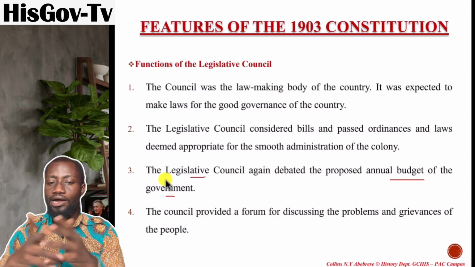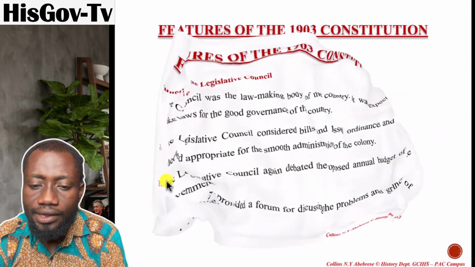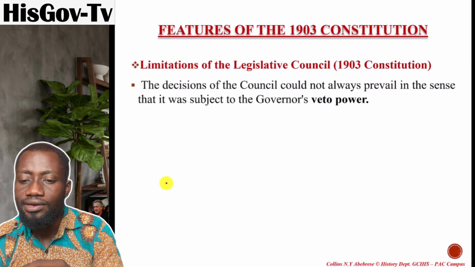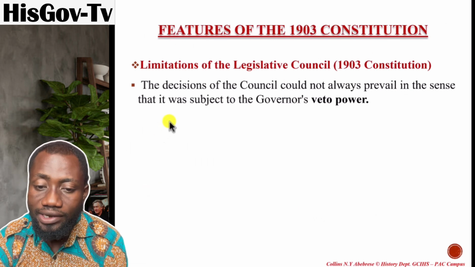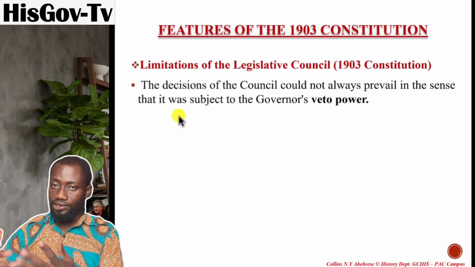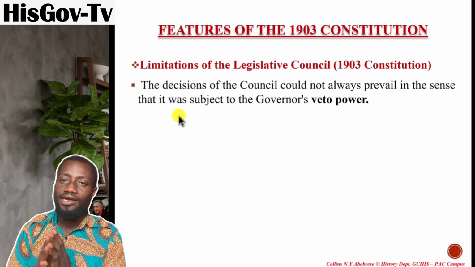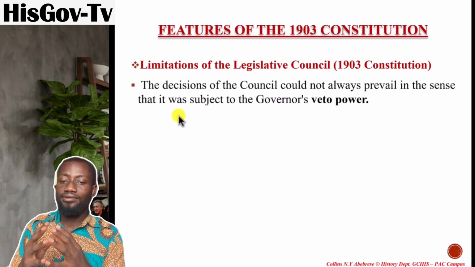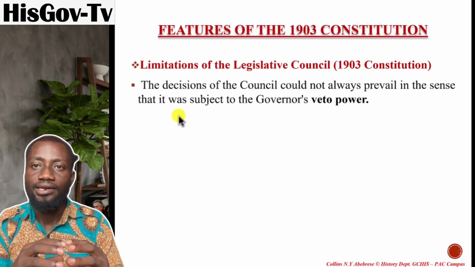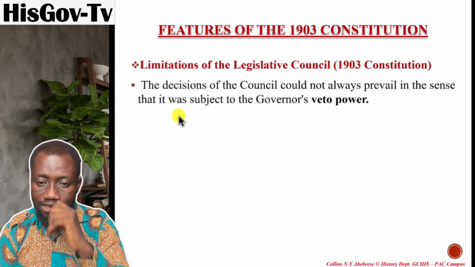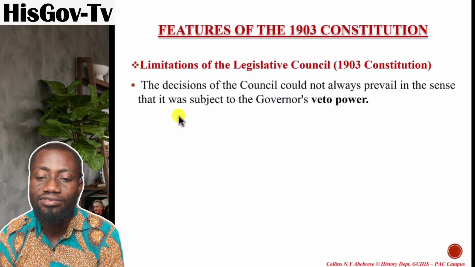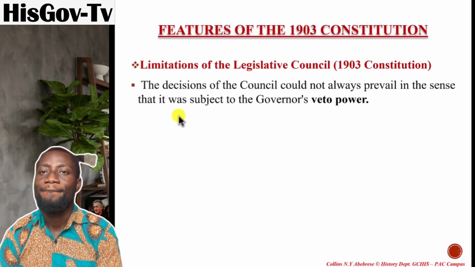Okay, so now let's go and look at the weakness of this Legislative Council. Already, I have told you that the governor was the chair of the council, and the governor could decide to veto everything that the council had agreed on. The decision of the colonial council could not always prevail, in the sense that it was subject to the governor's veto power.